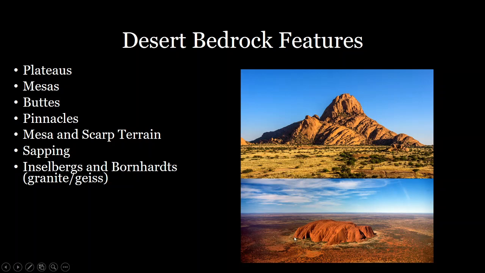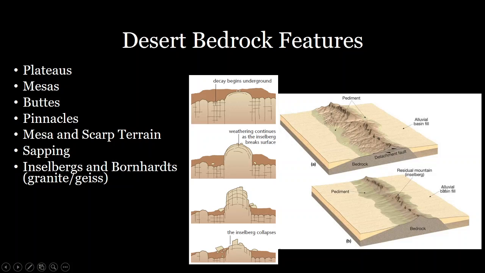desert sediments around them. And you can see how they're formed here, in which you have this unit of rock that doesn't have that many fractures within it, surrounded by rock with more fractures in it, and that rock around it gets eroded away, leaving just the inselberg that results.